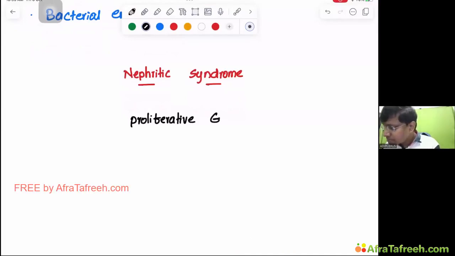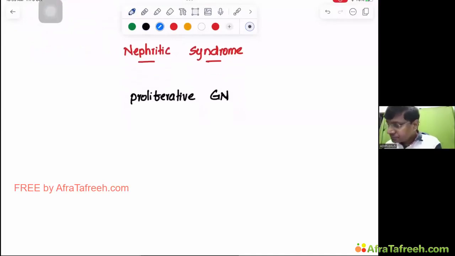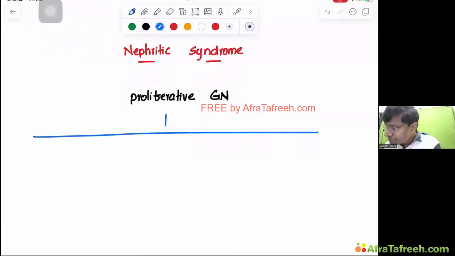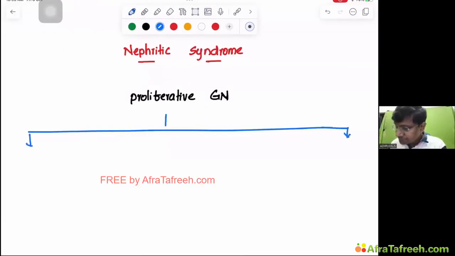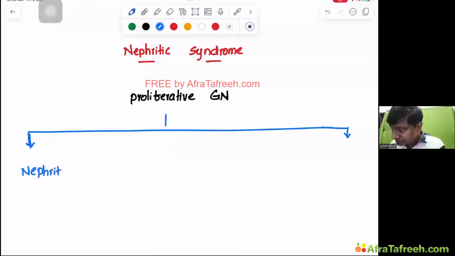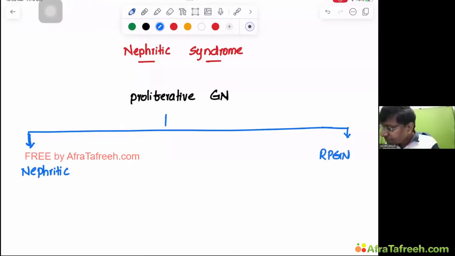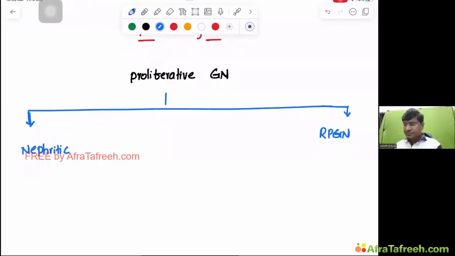Proliferative glomerulonephritis. The two components in this proliferative glomerulonephritis will be, number one, nephritic syndrome. The second one is rapidly progressive glomerulonephritis. What is the difference between these two, nephritic syndrome and rapidly progressive glomerulonephritis?